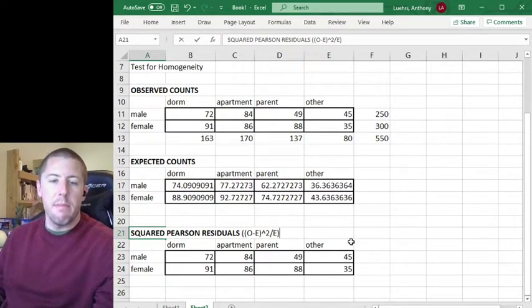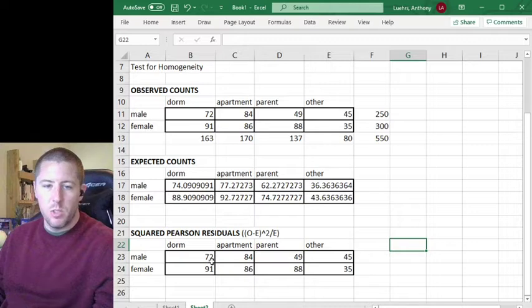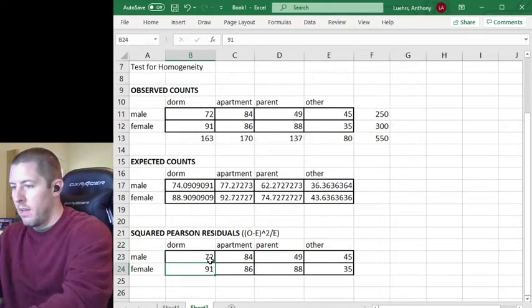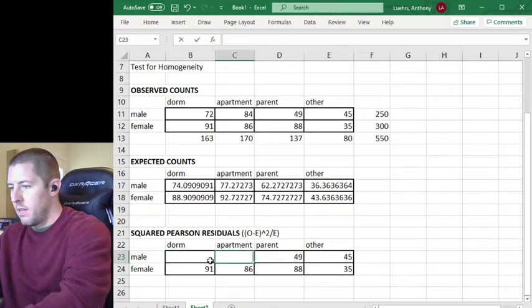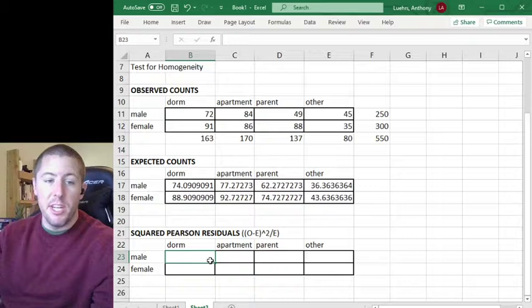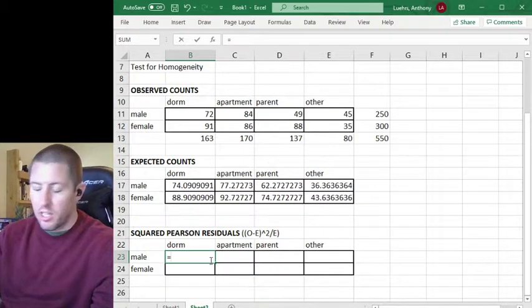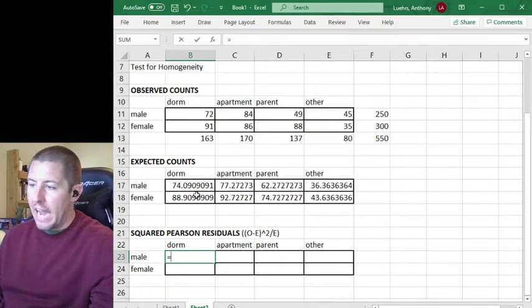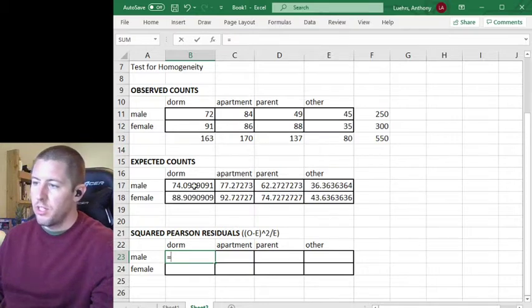Remember, this is just the name of that observed minus expected squared divided by expected. So again, I'm going to go ahead and clear out this table, so I have just a blank table. And on this one now, I think I'm going to be good to just drag my calculation across.